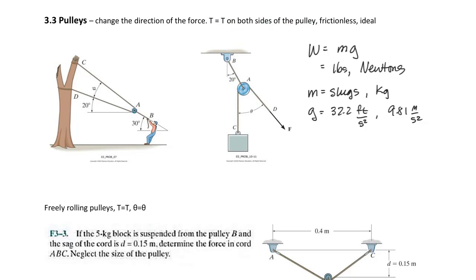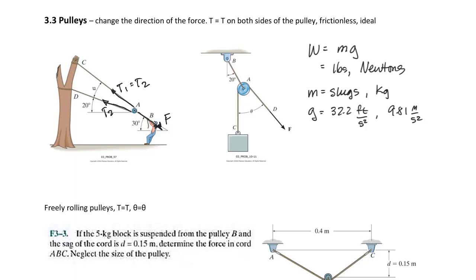Alright, so let's just look at a couple pictures here. This guy has some force that he's pulling back on here with. The tension is going to be going up like that, and there's going to be another tension on this side of the pulley. Because that is a pulley, all it does is change the direction, and that means that the tension is the same on both sides of the pulley.